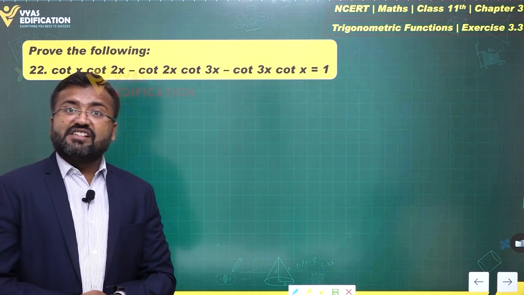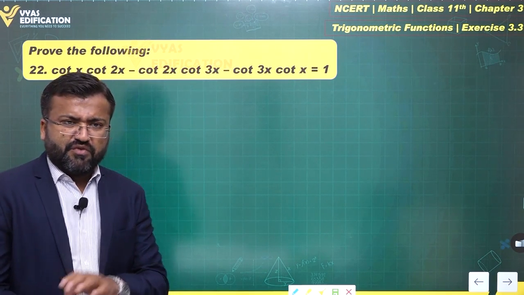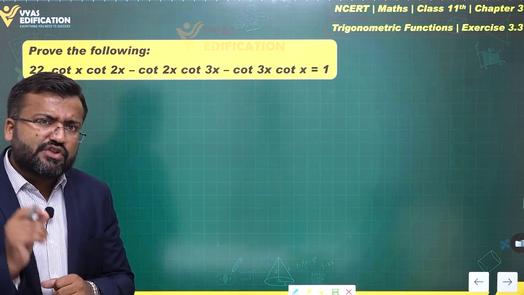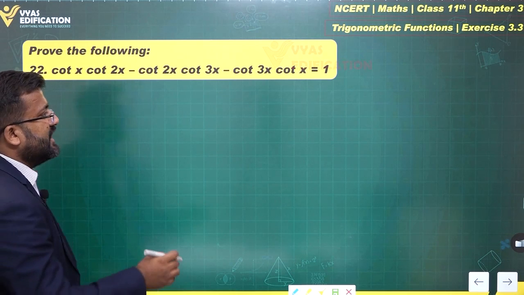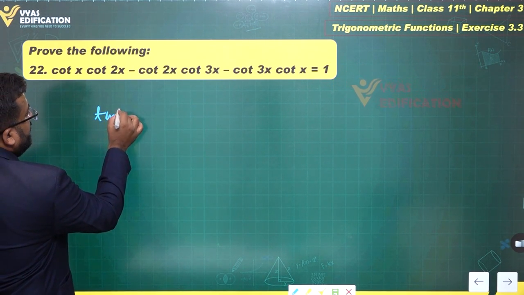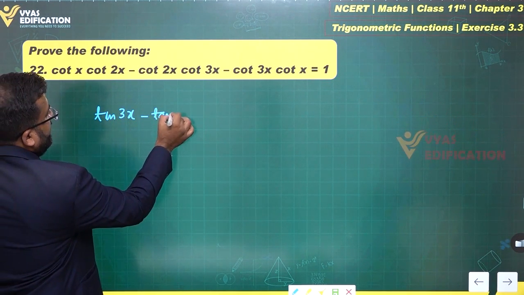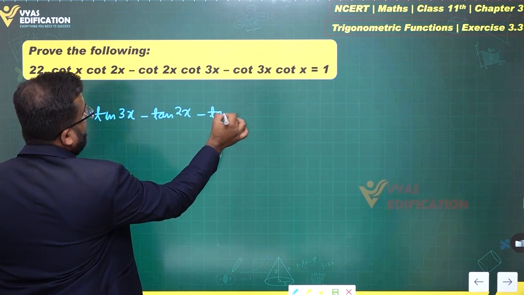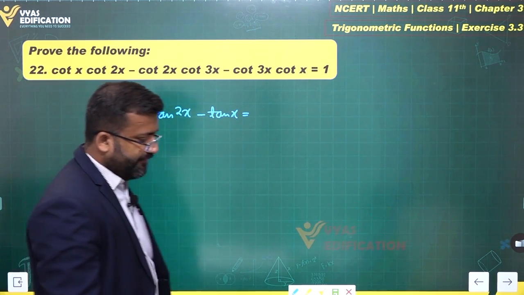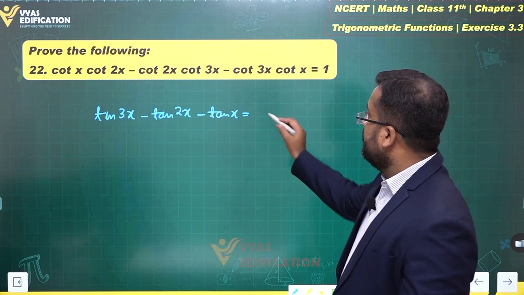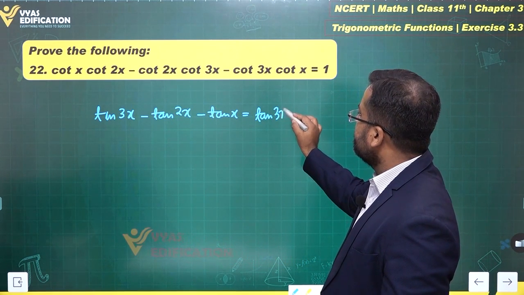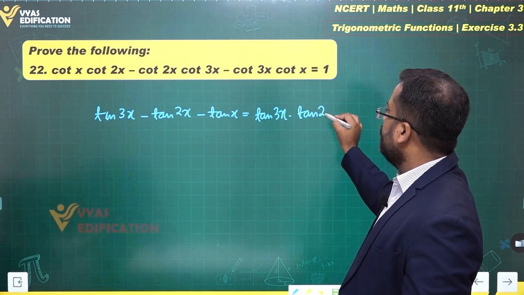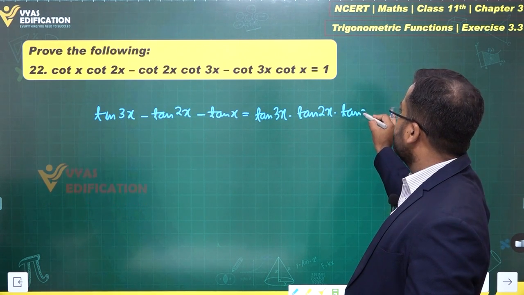Now, a very interesting approach can be used over here, and let's talk about this approach. But before I discuss this question, I would like to talk about one more question. What is that? Tan 3x minus tan 2x minus tan x is equal to tan 3x into tan 2x into tan x.